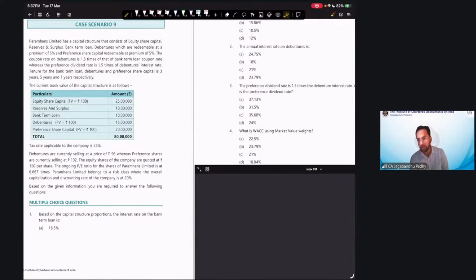Flotation cost will be deducted from net proceeds of market price and dividend yield approach. Flotation cost will be deducted. Yes, Astha, flotation cost needs to be deducted. Sure. Give it a try. Next question, next case scenario. Try to solve it. I'll give around 10 minutes for this.